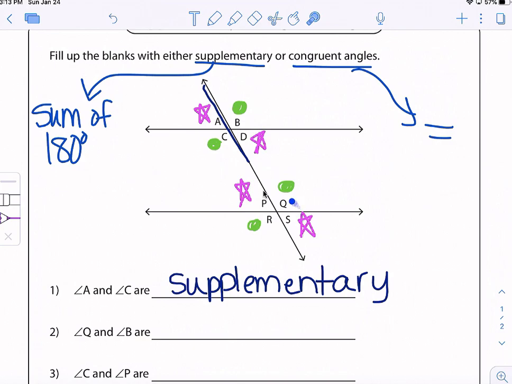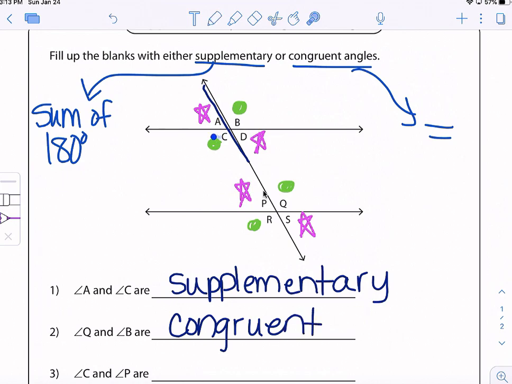Okay, the next pair we're going to look at is angle Q, which would be right here, and angle B, which will be up here. So if you notice, angle Q and B are corresponding angles. They're in the same position. They also both have green dots. So they're going to be congruent to each other. They're going to have the same angle measure.